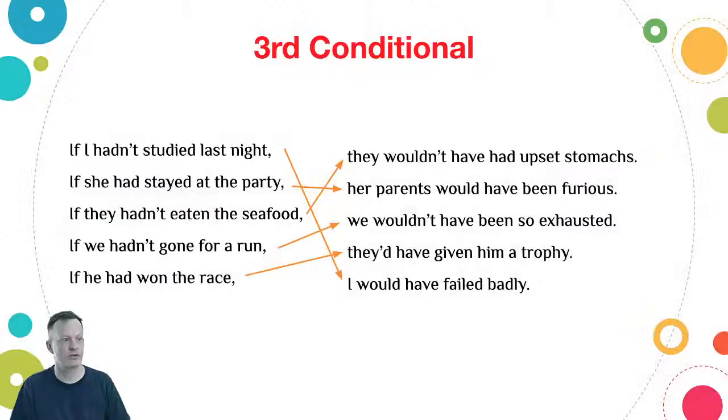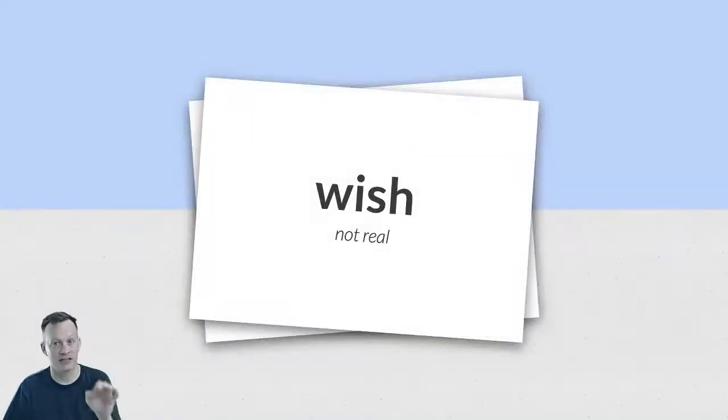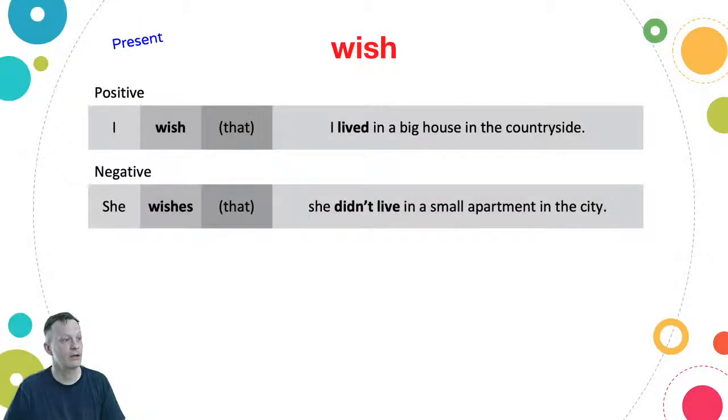And the third conditional, which we saw here: if he had won the race, they'd have given him a trophy. If he had won the race, well, he didn't win the race. So if he had won the race, that's imaginary. It's not real. And wish does that for us as well. So we can see in the present, I wish, and that is in parentheses because it's not necessary. You can use it, but it's not necessary. I wish that I lived in a big house in the countryside.